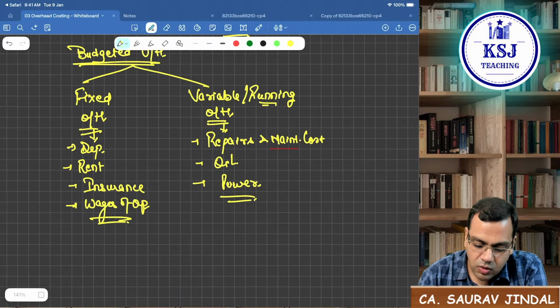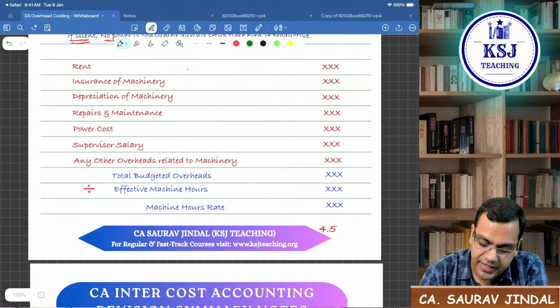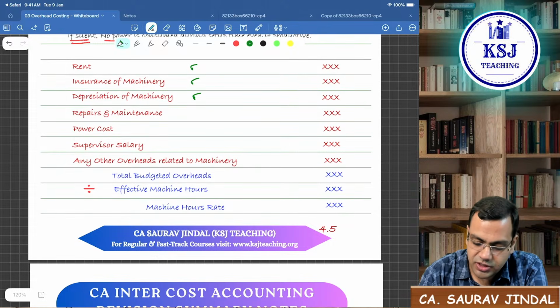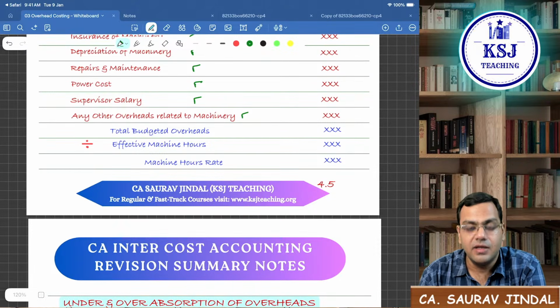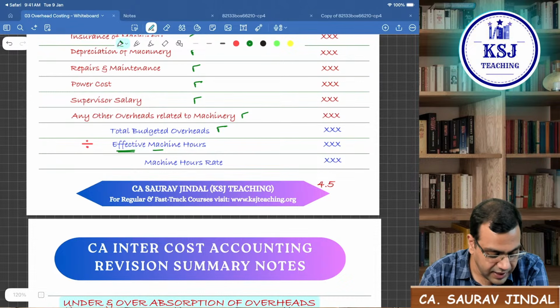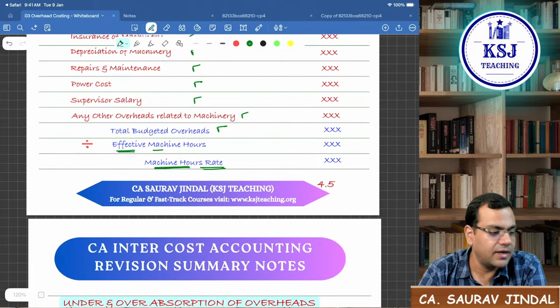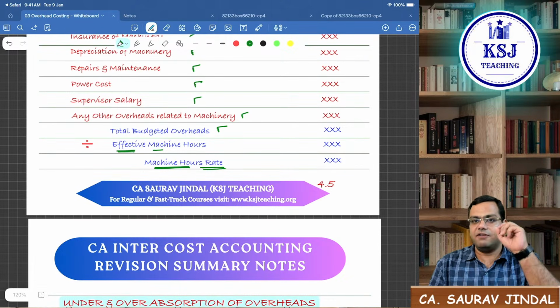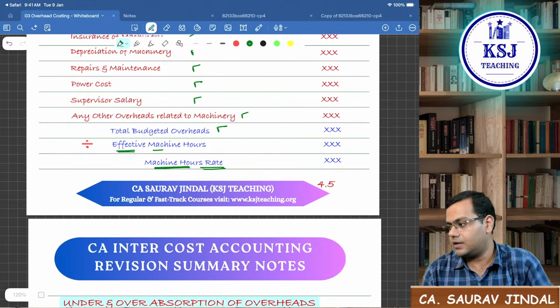Clear? So now what we do is we prepare a statement where we take all the overheads, like rent, insurance, depreciation, repairs and maintenance, power cost, supervisor salary, and any other overhead which is related to the machinery. Then total budgeted overheads divided by effective machine hours will give you the machine hour rate. That is the rate which tells us, for every 1 hour that my machine is working, what overhead cost I have to bear.